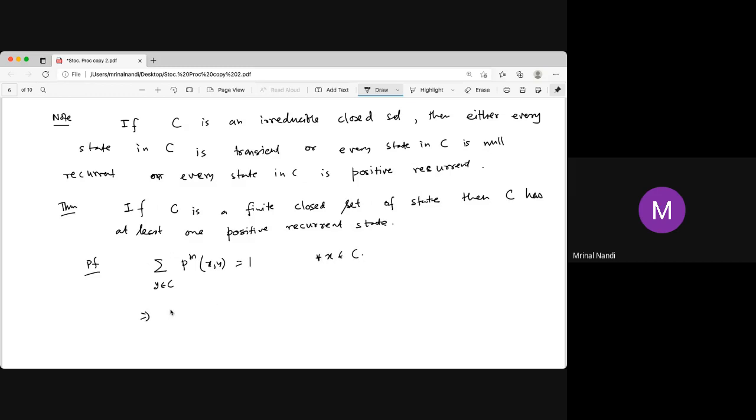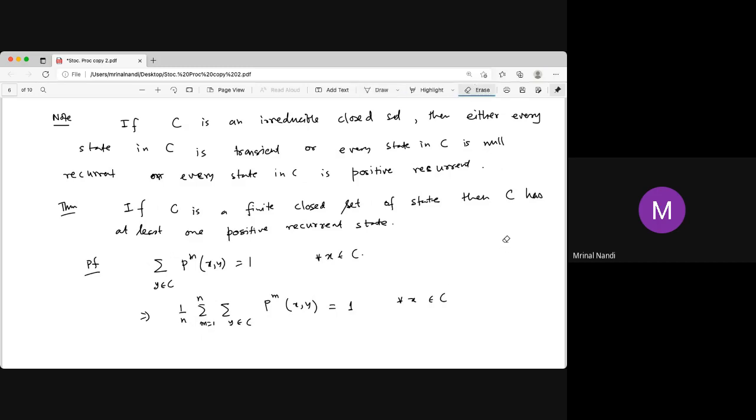Now what does this imply? That implies that 1/n times the sum over m equal to 1 to n, for y belonging to C, of the m-step transition probability is also 1, because if this sum is 1 and we take the sum over m equal to 1 to n, that is n, and n by n is just 1. This is true for all n.